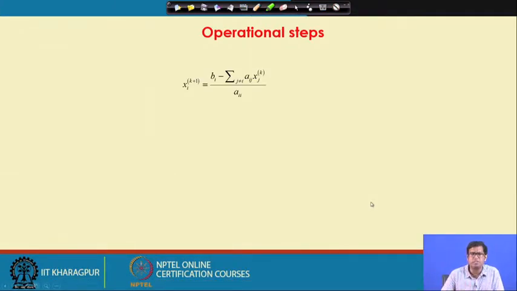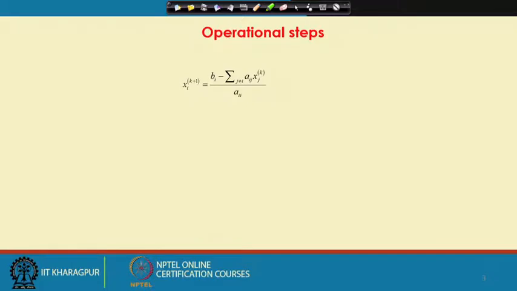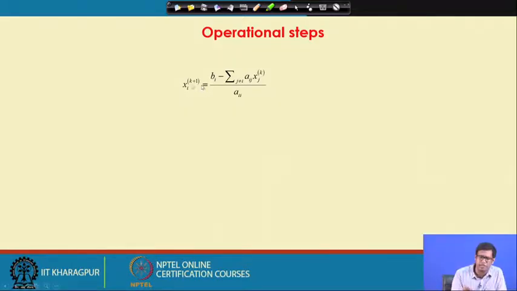The main operational steps we will look into in this particular case. At any iteration level, for every element of x or every row of the equations, we have to find out xi k plus 1 is equal to bi minus sum aij xj, j not equal to i, divided by aii. That means this sum has to be done for all the elements in a row, or for all the members of the vector x.